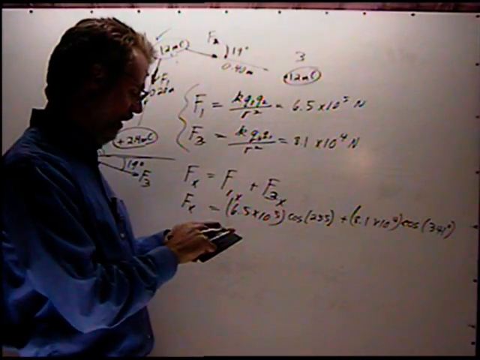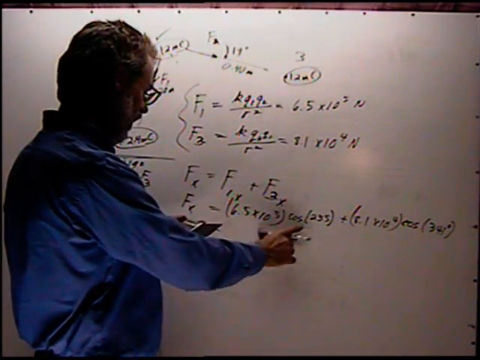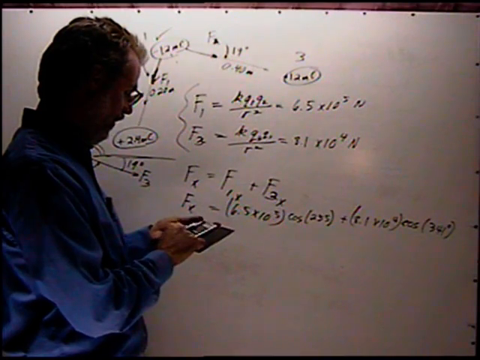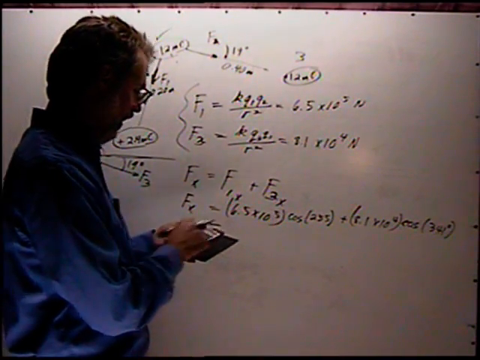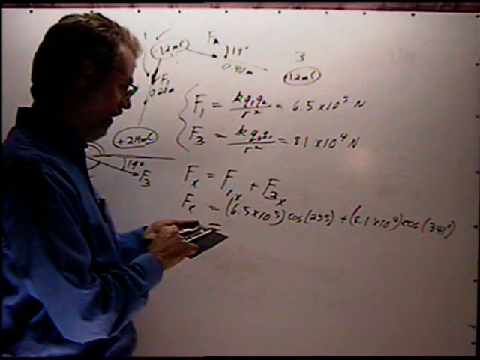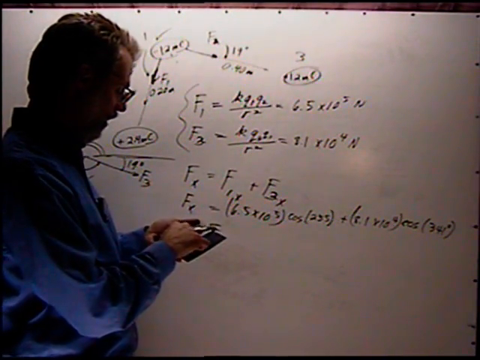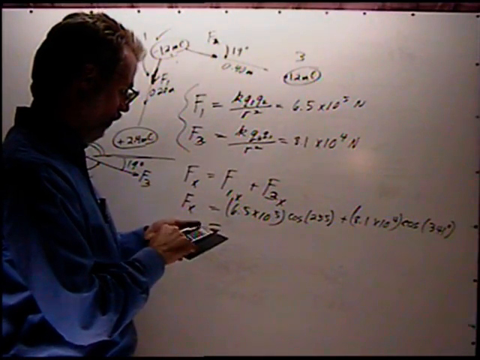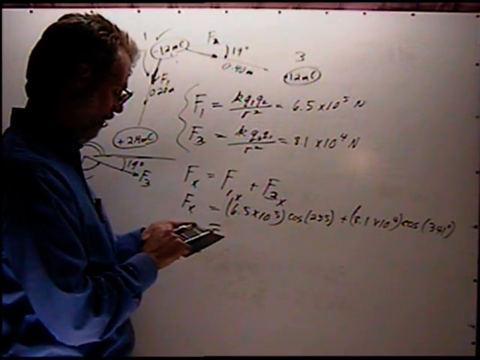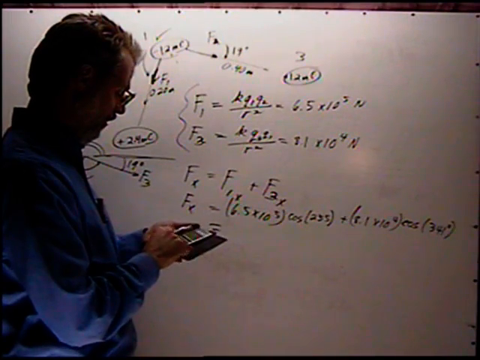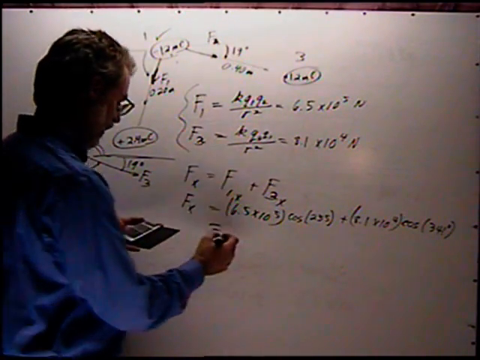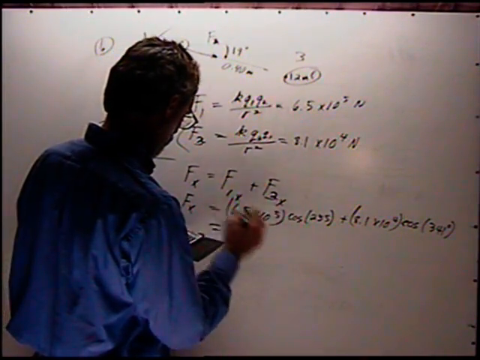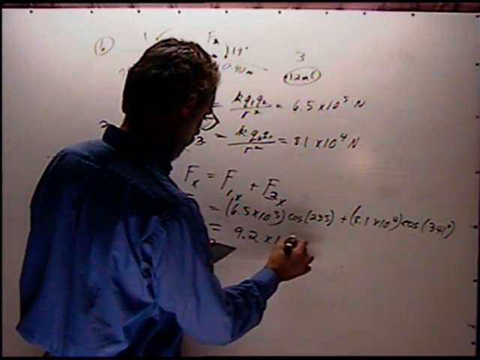So that will equal 255 times the cosine, that's a negative number, times 6.5 times 10 to the fifth. And I add to that this 341 times the cosine of that, that should be a plus number, and it is, times 8.1 e to the fourth, and I get 9.2 times 10 to the fourth.